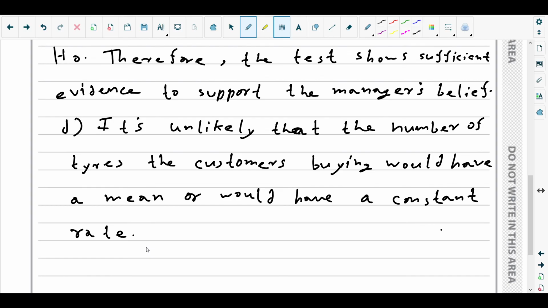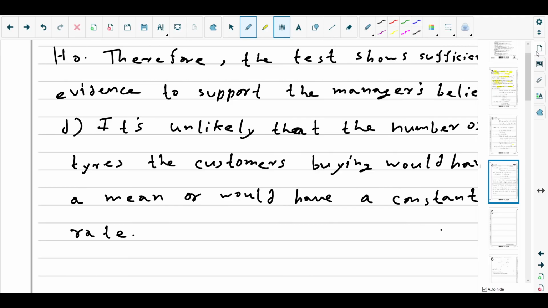That's why it is unlikely to have a Poisson distribution, because for the Poisson distribution the main condition is that the number of occurrences should be at a constant rate. Okay, so that's all about the first question.